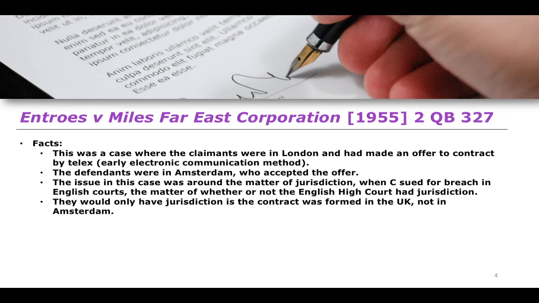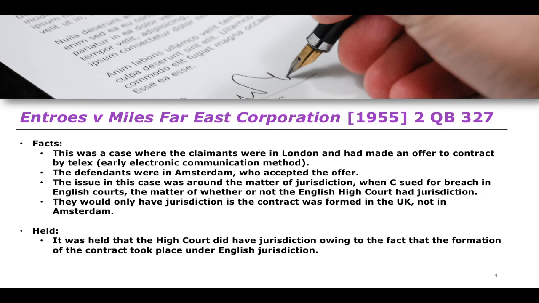But if, as spoiler alert, it was the case in this example, it was found that the communication of the acceptance validates the contract, then that means that the contract wasn't formed in Amsterdam when the people in Amsterdam decided to accept it. It was formed when the original offerors had received communication of that acceptance, which means it was communicated back to London, therefore validating and creating a contract under the jurisdiction of England and Wales, therefore giving the English High Court jurisdiction.